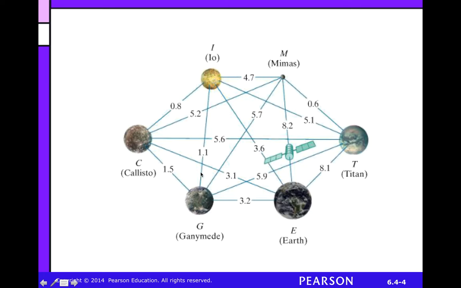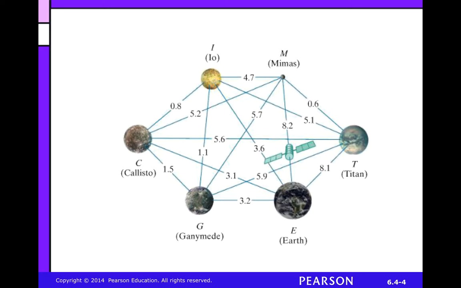Okay, so we've gone from Earth to C to Io, and now from Io, we again have 5 options. We have this 0.8, we have a 1.1, a 3.6, a 5.1, and a 4.7. But we can't return to Earth yet, right, because we have to wait to return to Earth till the end. And of course, we can't go back to Callisto because we don't retrace our steps. So we go down here to G. That's the cheapest.